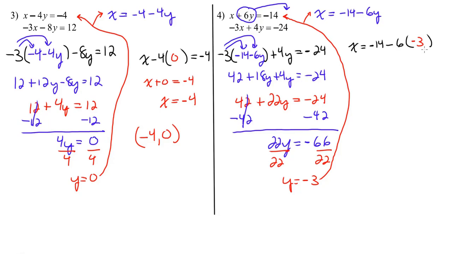So now negative 6 times negative 3, that's positive 18. And negative 14 plus 18 is 4. So we see that x equals 4. So there is our solution, 4, negative 3.